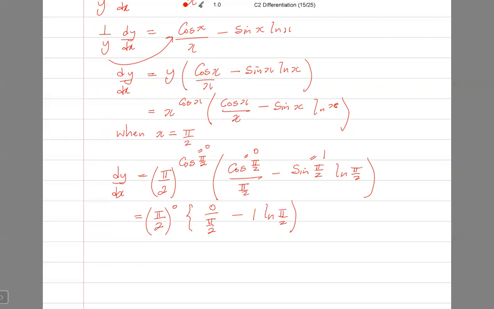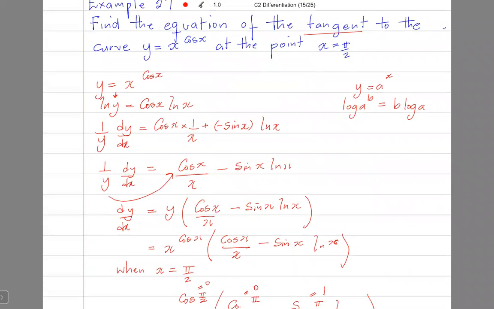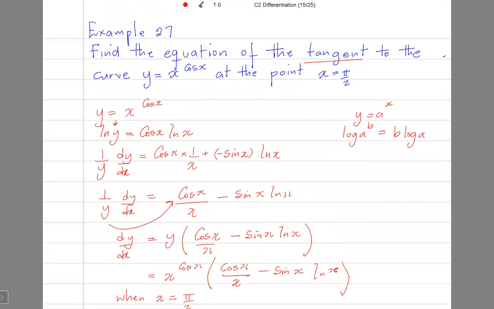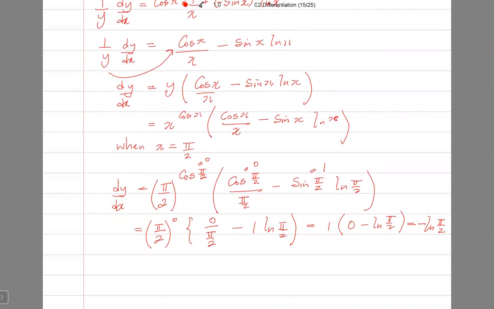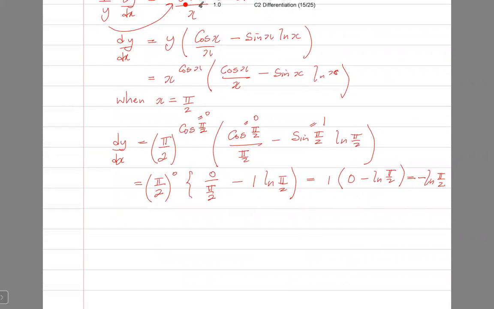Anything raised to the 0 power is 1. So this is 1 into 0 minus ln pi by 2. So the gradient when x is equal to pi by 2 is minus ln pi by 2. All right. So what were we asked again? We're asked to find the equation of the tangent. So right now we have the gradient.